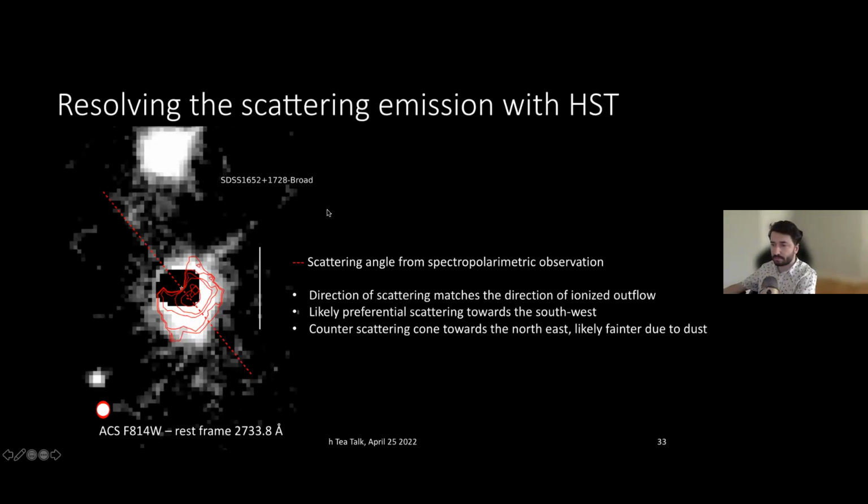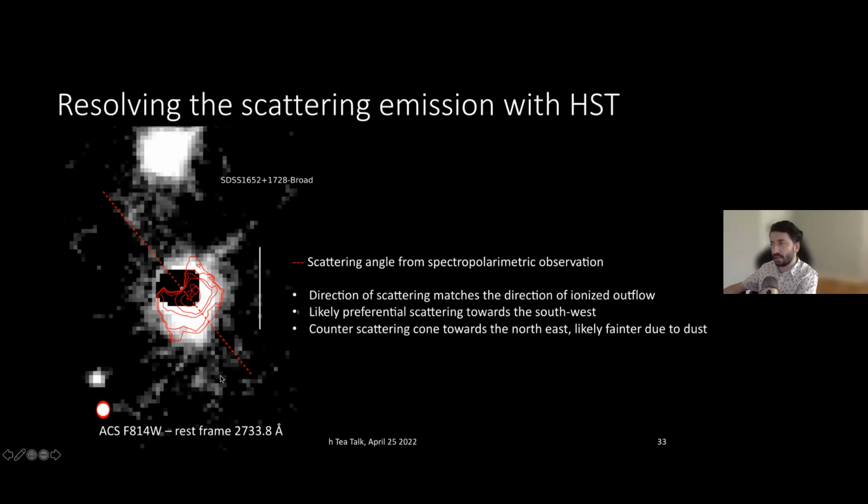And so on the left here, the dashed line shows the scattering angle from the spectropolarimetric observations. There's basically a prediction of the direction in which the light is supposed to scatter. And what's interesting is that, in the red contours here, this is the ionized outflow in the source. And we see that the ionized outflow follows the same direction as the scattering angle. And then in the background, this is rest frame UV emission that has been PSF subtracted from Hubble. And you can see that there's extended UV emission on similar scales.